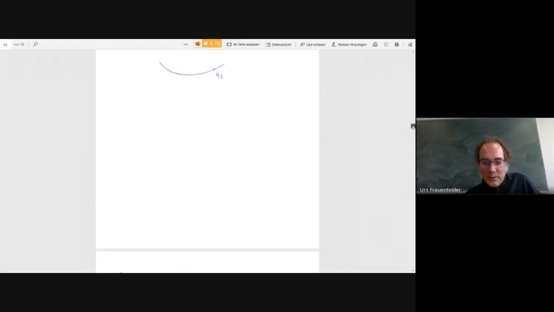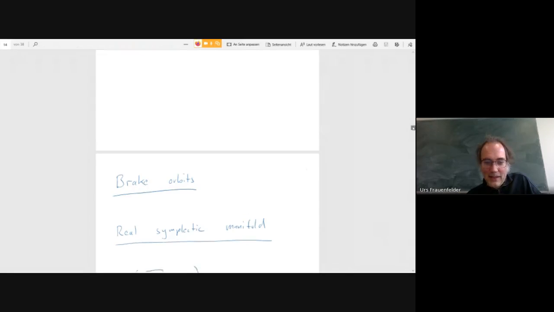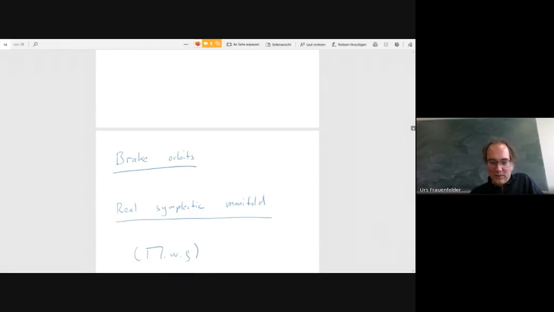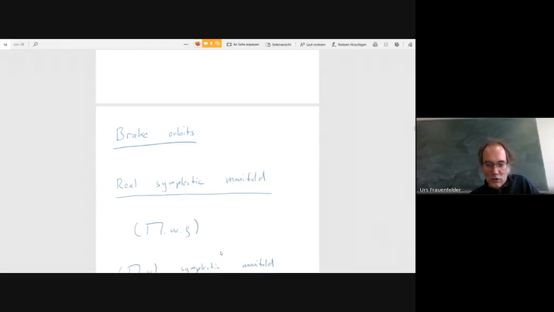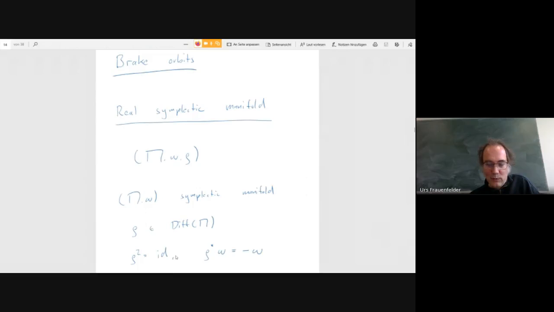So now, first I would like to discuss a bit about brake orbits. For brake orbits, I need a real symplectic manifold. You all know symplectic manifolds, but then we have a third structure, namely an antisymplectic involution. An antisymplectic involution is an involution such that if you pull back the symplectic form, you get minus the symplectic form.